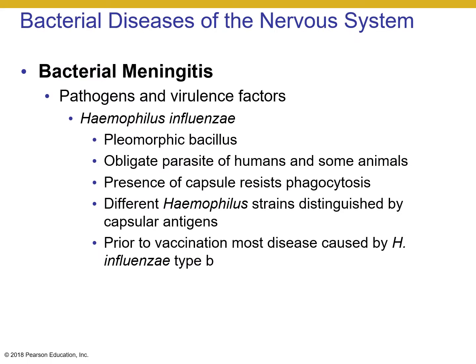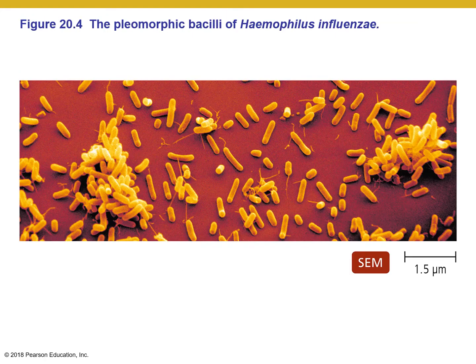Haemophilus influenzae does not cause the flu. This is a bacterial infection. Notice it's an obligate parasite, which means it has to live in humans in order to reproduce. It does have a capsule that helps prevent phagocytosis. Most of the disease is caused by Haemophilus influenzae type B. We have a vaccine to that, and so most of the time we're not going to see Haemophilus influenzae meningitis.